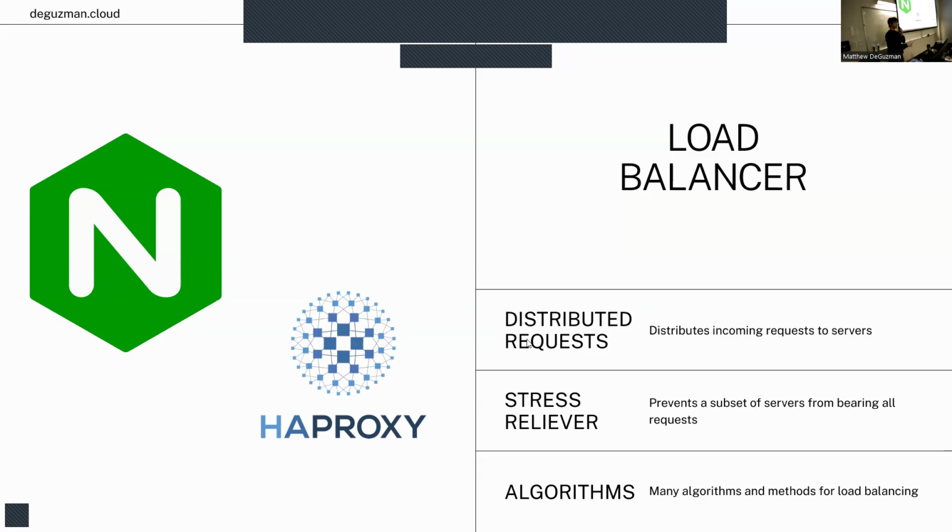Yeah, I use Nginx for deguzman.cloud. It's pretty easy to set up. I haven't checked out HAProxy, but I know it's a thing. So if you're interested in using HAProxy, I don't not recommend it. Also very popular.